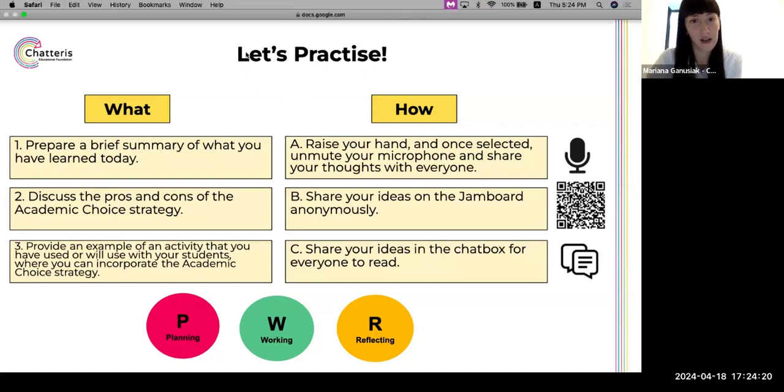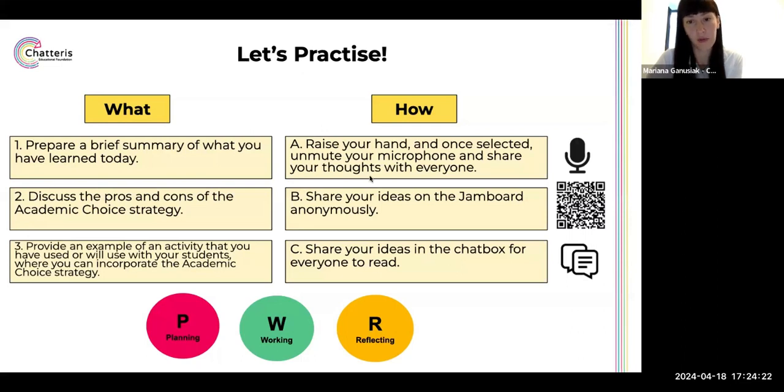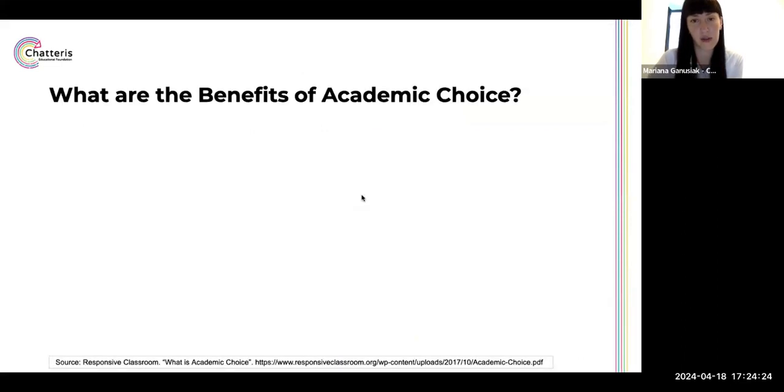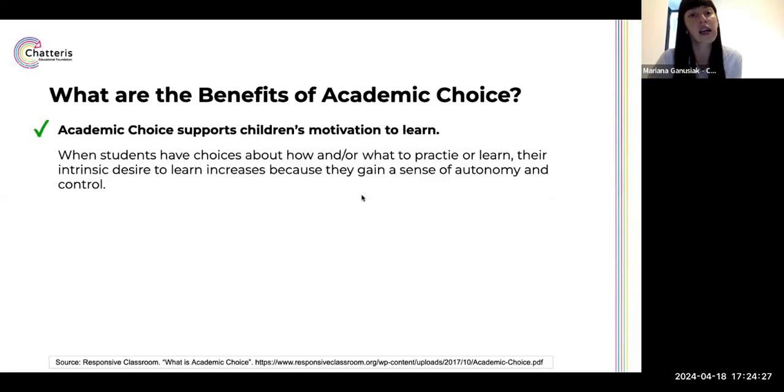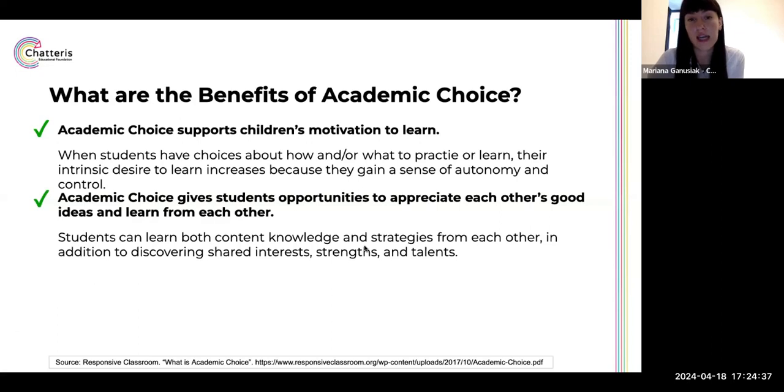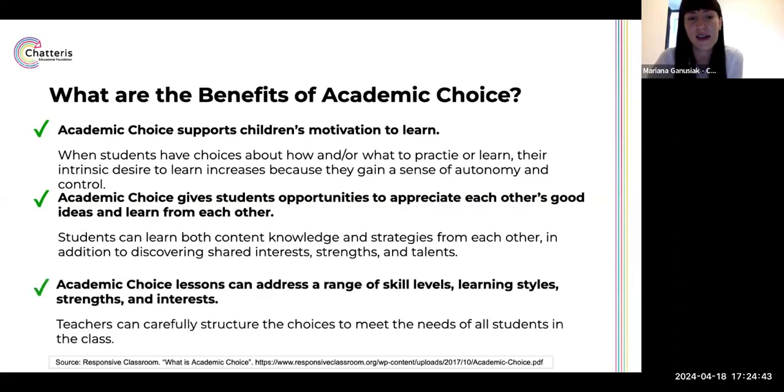Fantastic. All right, we have a few more minutes left. Let me see what I have here. I just wanted to once again remind you about the benefits of the strategy. Academic choice supports children's motivation to learn. It gives students opportunities to appreciate each other's strengths and ideas, and more importantly, address a range of skills, a range of learning styles, strengths, and interests.